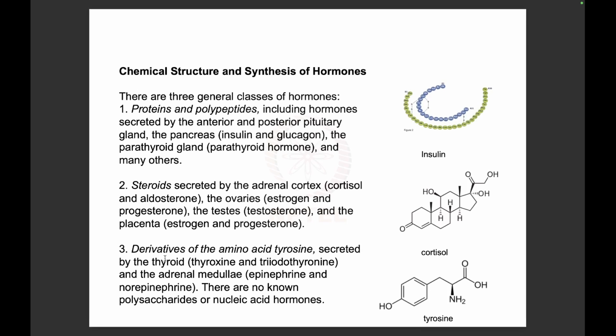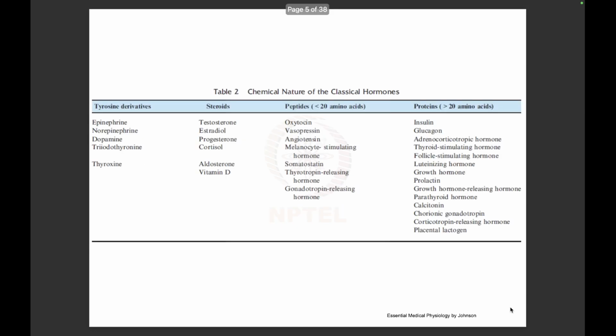And also there are certain derivatives of the amino acid tyrosine. Okay, for example, those secreted by the thyroid cells: thyroxine and triiodothyronine, and the adrenal medulla hormones epinephrine and norepinephrine. There are no known polysaccharide or nucleic acid hormones. Okay, so these hormones are derivatives of tyrosine.